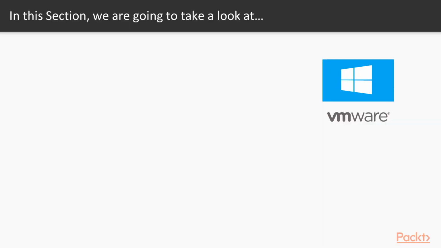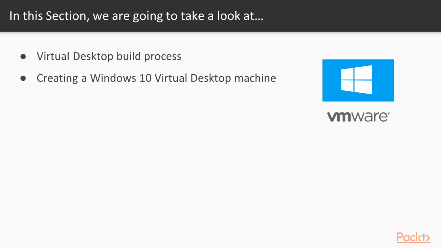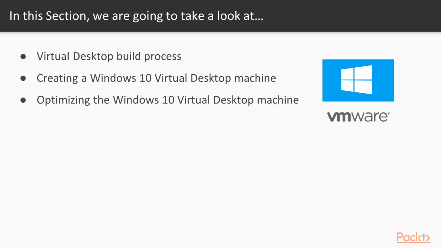In this section we're going to start to create the operating system image that will be used to create the virtual desktop machines for Windows 10. We will start by walking through the build process before going on to create a Windows 10 image, which we will then optimize for running as a View virtual desktop. Then we will create the virtual machine in vCenter, build the OS, and optimize it for VDI virtual desktop OS delivery to the end users.